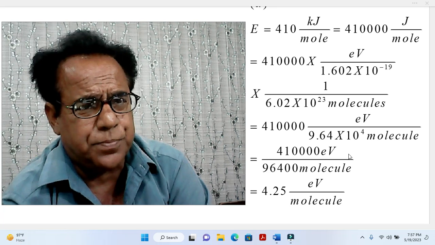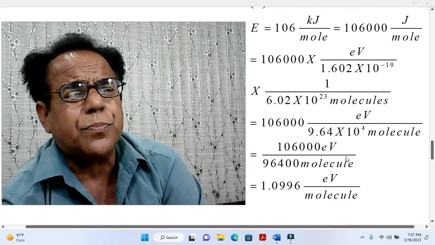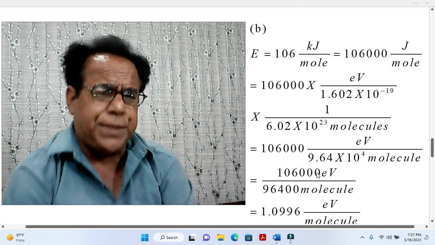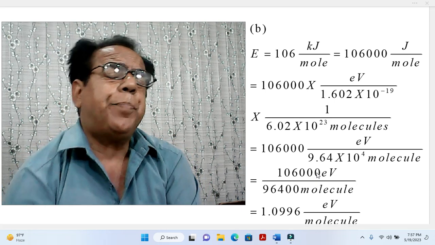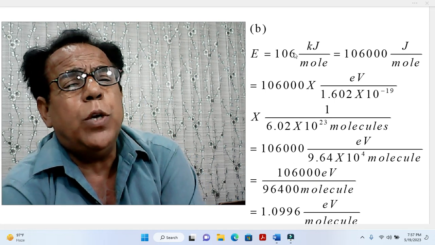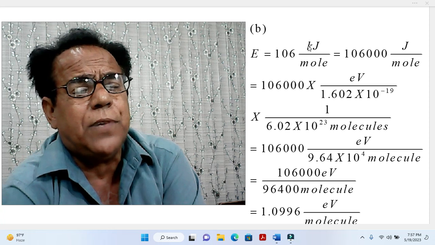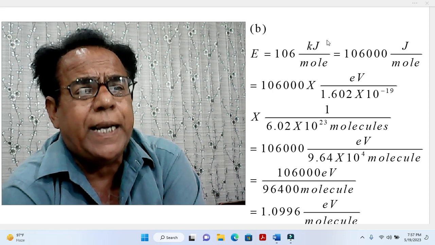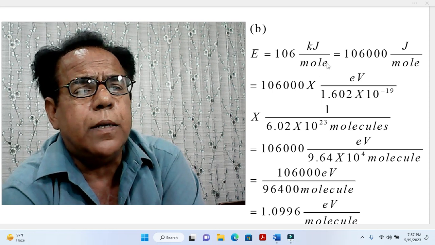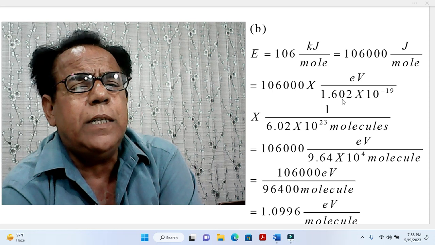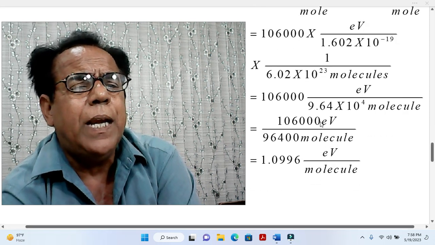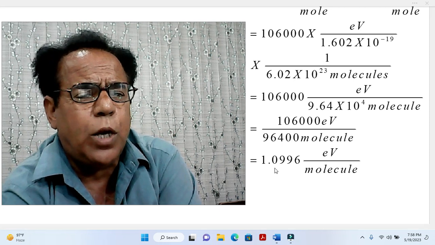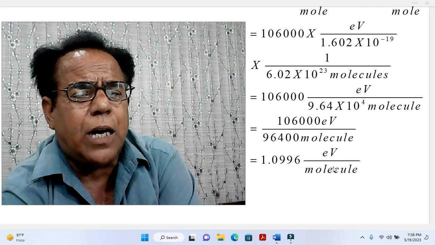Part B. The same steps will be repeated, nothing new. We are going to use 3 conversion factors: first the conversion factor of kilo K, second the conversion factor of joule J, third the conversion factor of mole. And then there is only simplification, nothing else. After simplification, E becomes equal to 1.0996 electron volt per molecule.